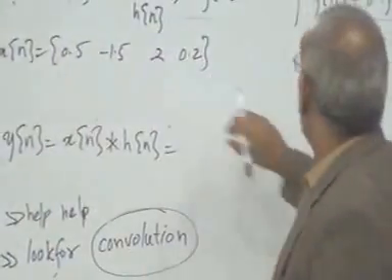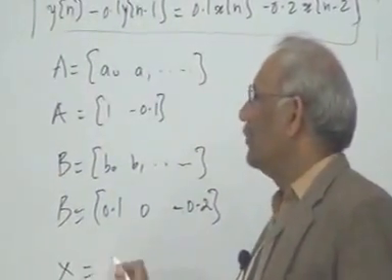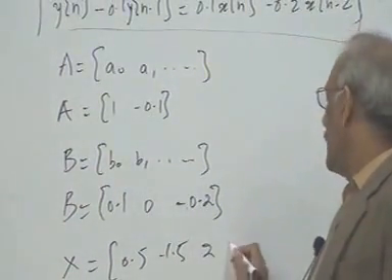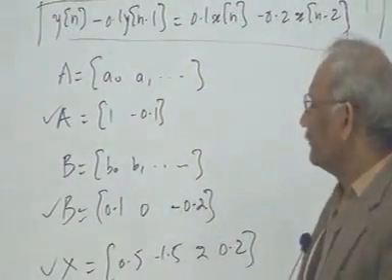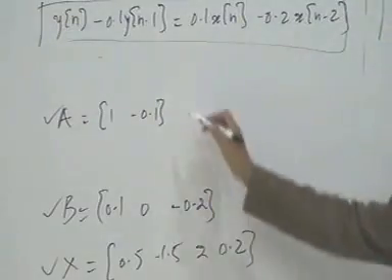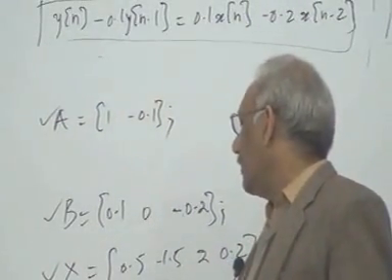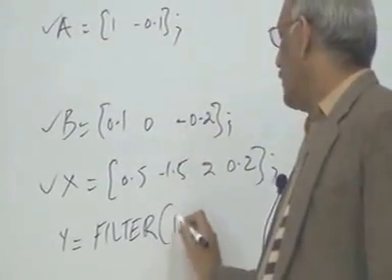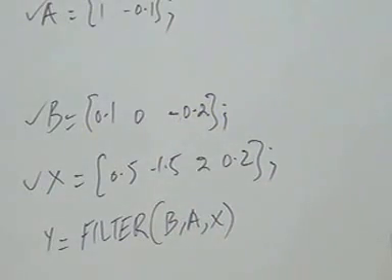We are given input and a difference equation like this. Now our x would be 0.5, minus 1, 2 and 0.2. So we have a, we have b, and we have x. And we can use the filter command now. First give these entries, and then your output would be just using the filter command. Filter, first b, then a, then x. It will give you the output.